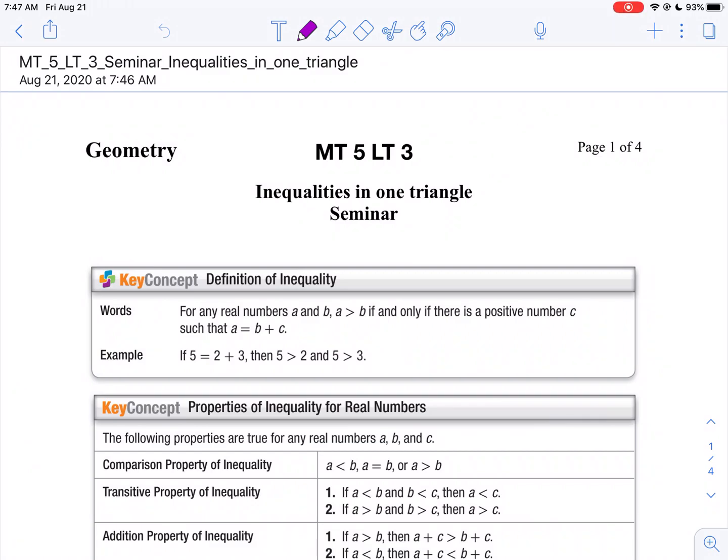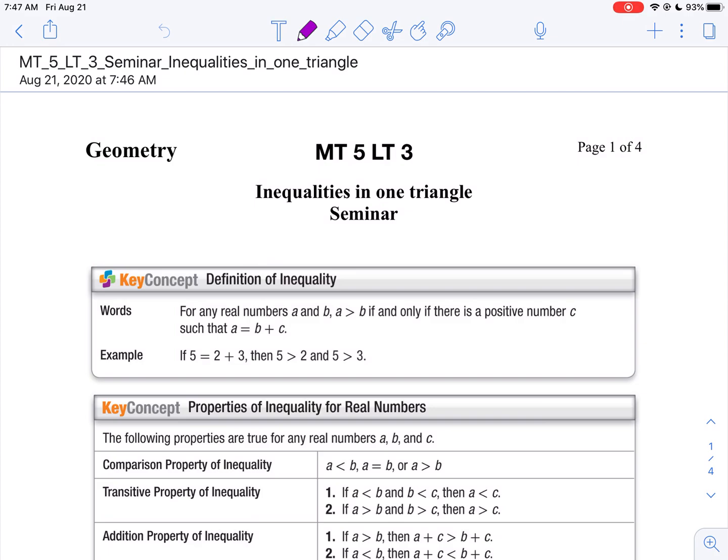Hello. In this lesson, I want you to recognize and apply the properties of inequalities to the measures of the angles of a triangle. And I want you to recognize and apply the properties of inequalities to the relationship between the angles and the sides of a triangle.